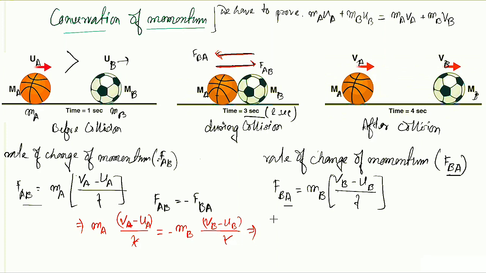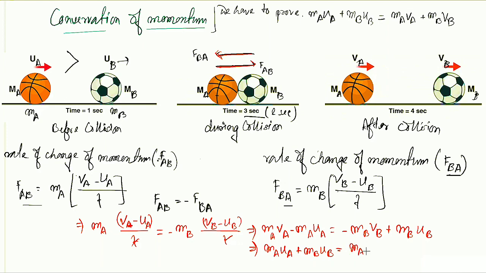So what are we going to get? If we solve it, we get MAVA minus MAUA equal to minus of MB, VB plus MBUB. If we arrange this, we will get MAUA plus MBUB equal to MAVA plus MBVB. This is the relation we have to prove.